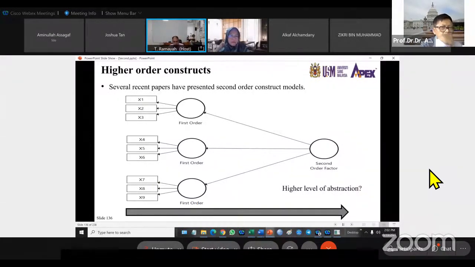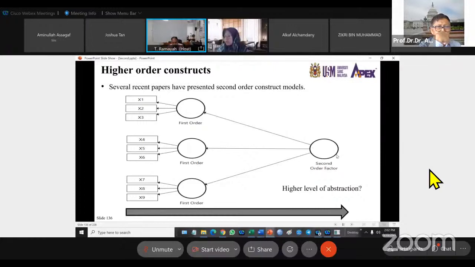So here, in this slide, we have a second order factor. We want to measure a variable called second order. We measure the variable with three first order dimensions. In terms of abstractness, here it is very concrete. As you go to the first order and the second order, the level of abstraction increases. This is one of the issues raised by many reviewers when you start going into second order modeling.